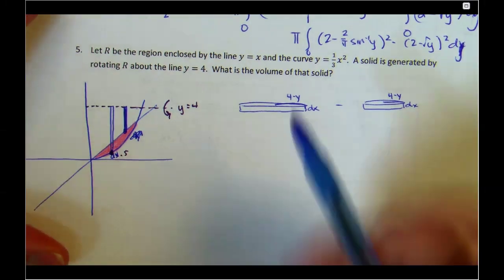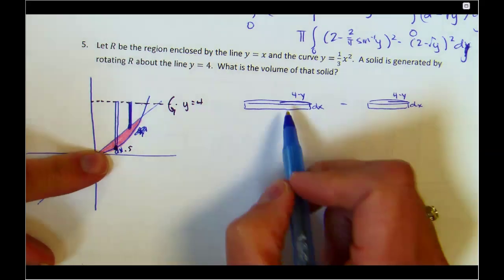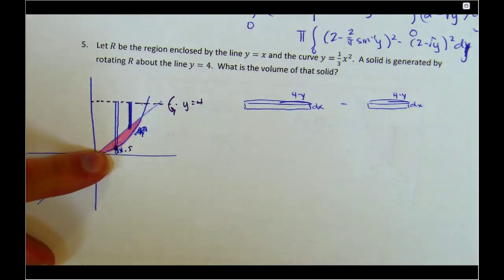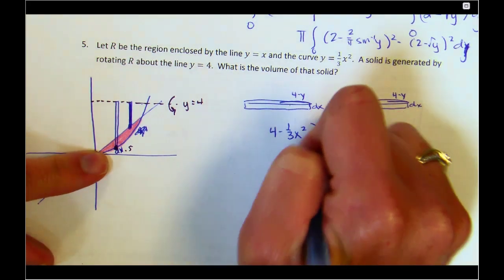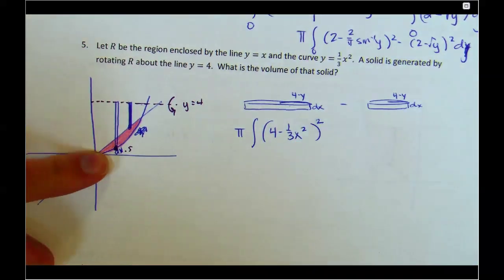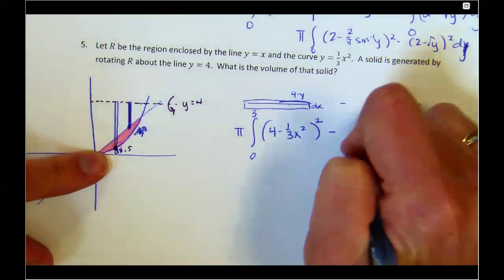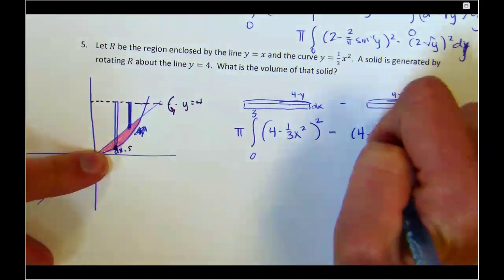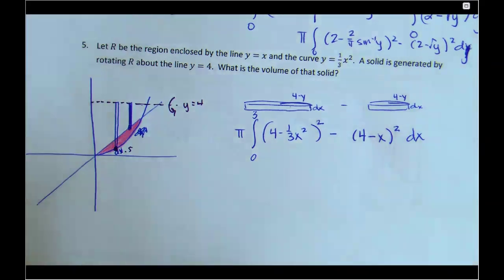So which one is the outside donut? The curve. So 4 minus 1/3 x squared, pi, blah, blah, blah squared. And it goes from 0 to 3, right? Yeah, 0 to 3. And then the other one is going to be 4 minus the line squared, all dx. The sneaky part of this is putting it in your calculator, right? Honestly, I got 8.4 pi.